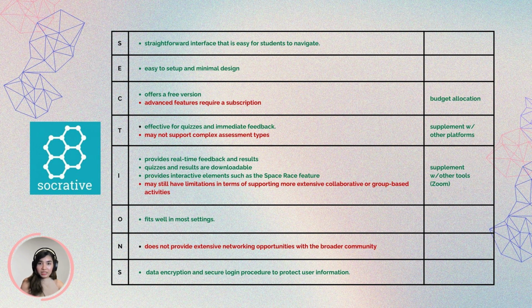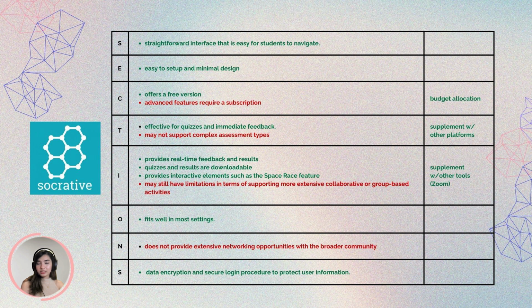And then for the interaction, it provides real-time feedback. The results can be downloaded easily. There are also interactive elements such as Space Race, but still limited in other collaborative or interactive activities. For the mitigation, pair with tools that support collaborative work like Zoom, so students can interact with each other while doing a certain task. For the organizational issues, it fits well in most settings but may not integrate seamlessly with other systems or LMS. Mitigation: check integration capabilities beforehand and plan for manual data transfers if necessary.